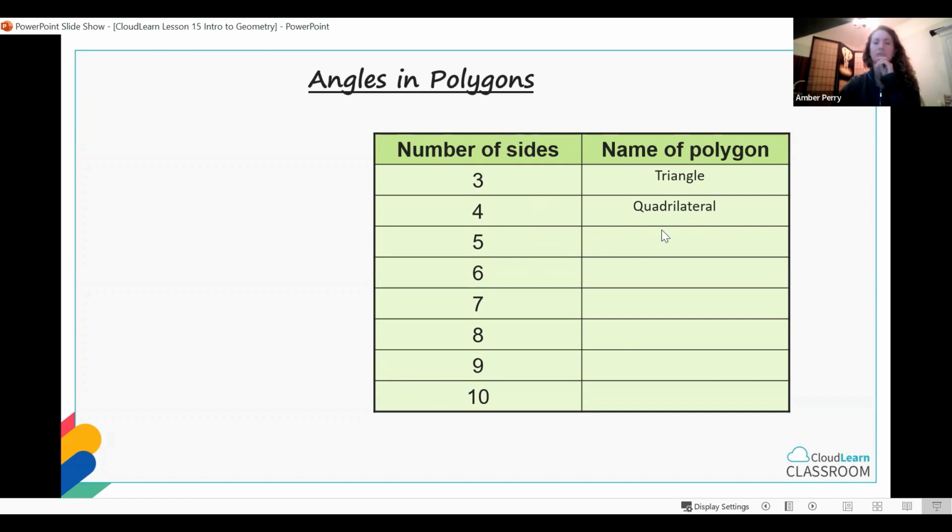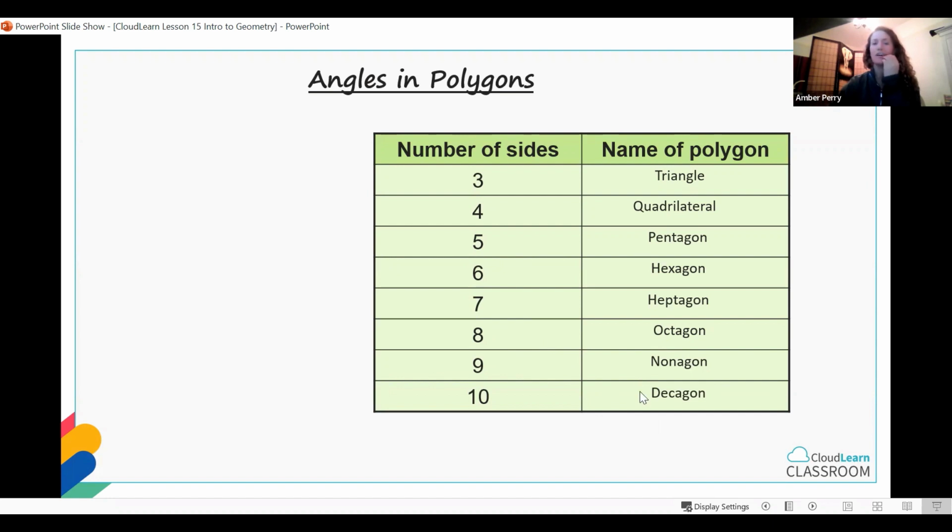So that's a 4-sided polygon. 5-sided polygon. Type it in the chat if you want. So I'm going to move quite quickly though, because I want to get onto their angles. So 5 is a pentagon. 6 is a hexagon. 7 is a heptagon. Okay. 8 is an octagon. Everyone knows that one. 9 is a nonagon. And 10 is a decagon.